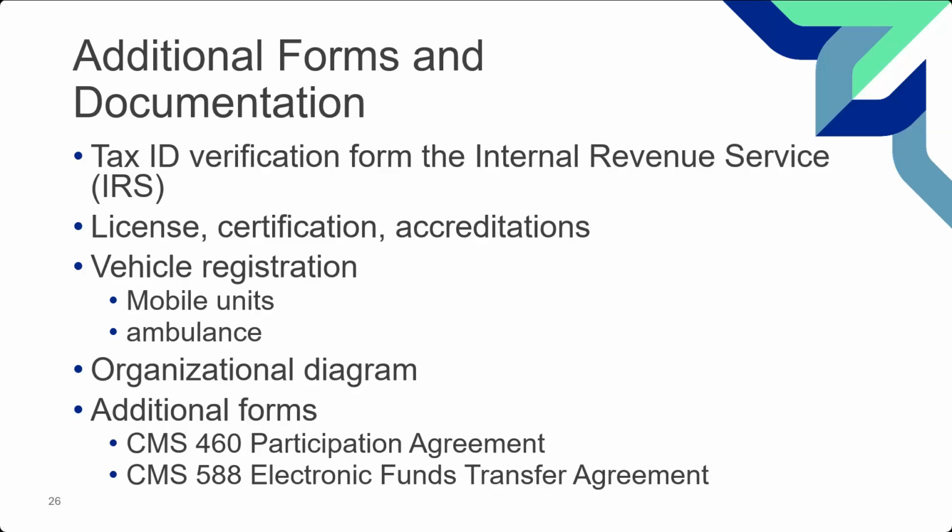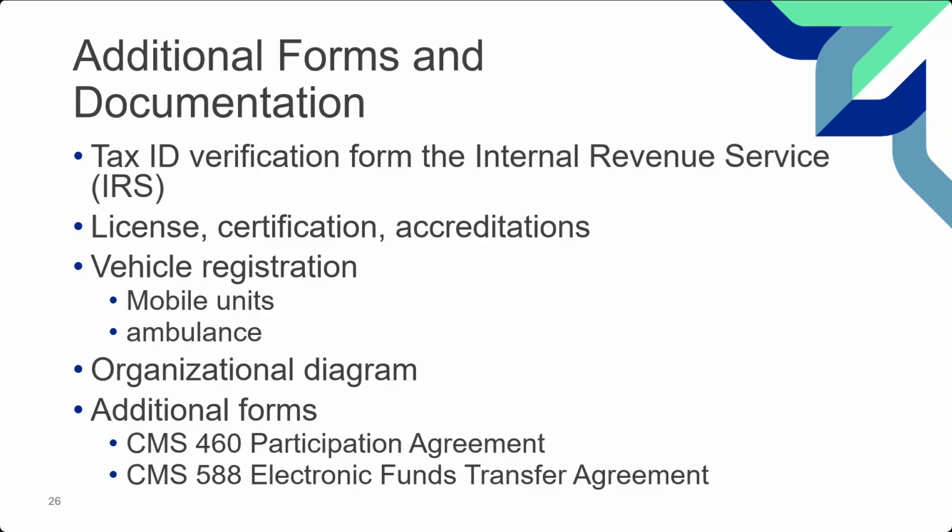With the CMS 588 Electronic Funds Transfer Agreement, this is required for all initials and anytime banking information is changed. This sets up the electronic payment from Medicare and asks for information on the bank account and the account holder, so that we can make those payments electronically. And these are separate forms. They are available in the same location as the CMS 855 application on CMS's website.